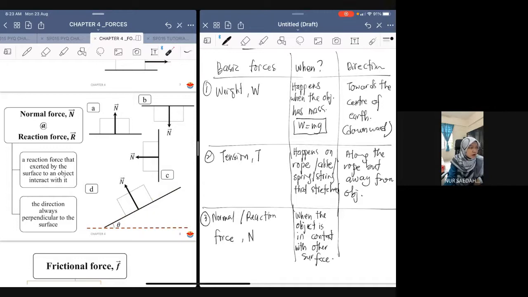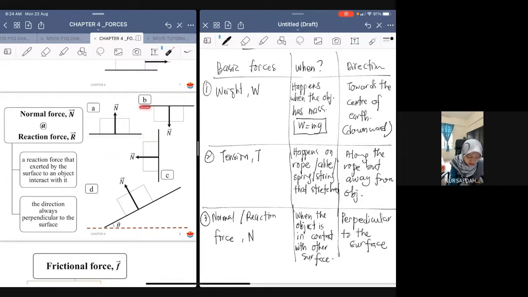And also for the inclined plane. Okay, so how's the direction of normal reaction force? The direction of normal reaction force is always perpendicular to that surface. Okay, bukan perpendicular to the object, perpendicular to the surface that object is in contact. Okay, so contohnya tadi kita kata objek yang pertama dia in contact with floor, so the normal reaction force is perpendicular with the floor.